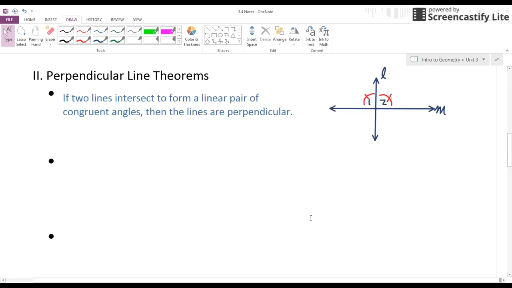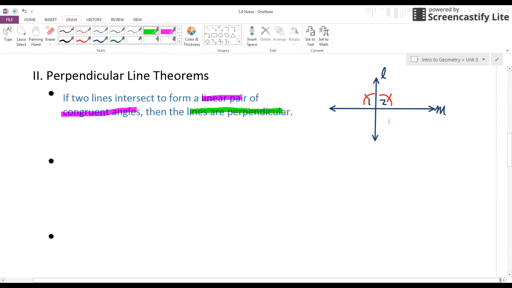Okay, so this first theorem: if two lines intersect to form a linear pair of congruent angles, then the lines are perpendicular. So if you look at the hypothesis in this conditional statement, there are two things that we need to happen. We need to have a linear pair and they need to be congruent angles. So if you're given this, then we can conclude that the lines are perpendicular.